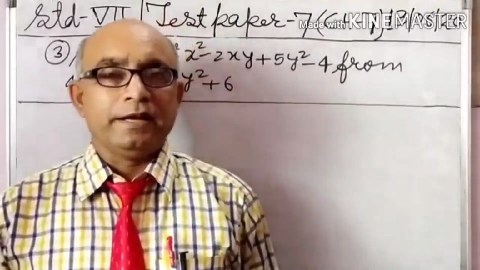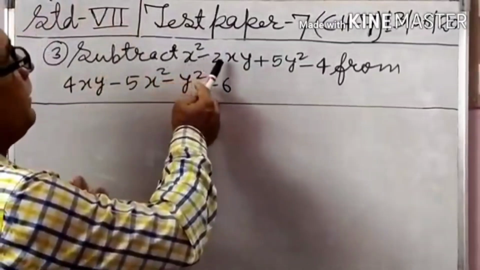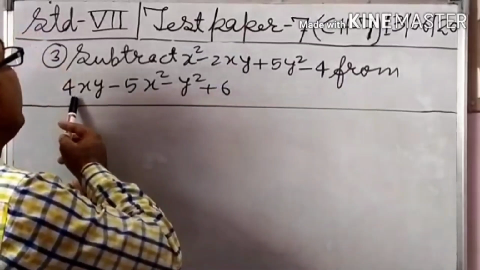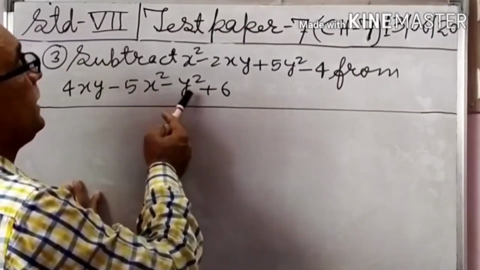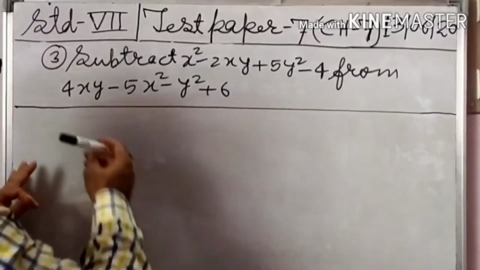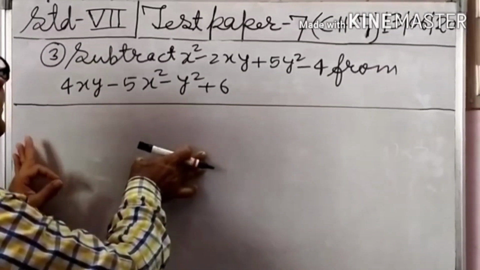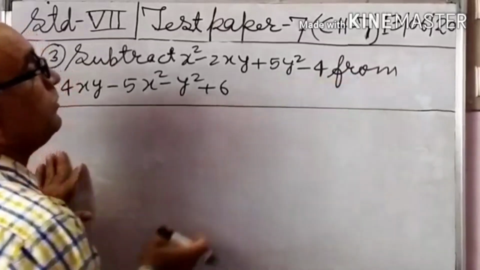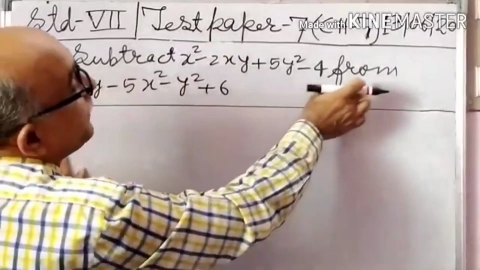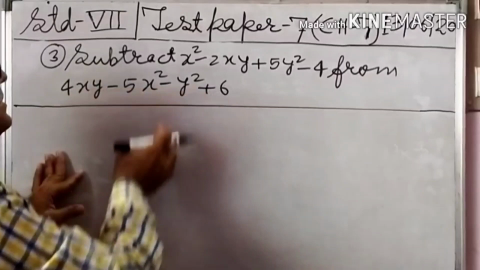Right. Next question is question number 3. Subtract x square minus 2xy plus 5y square minus 4 from 4xy minus 5x square minus y square plus 6. First of all, write it in column method. In subtraction, write the expression after 'from' above. So here the expression after 'from' is 4xy minus 5x square minus y square plus 6.